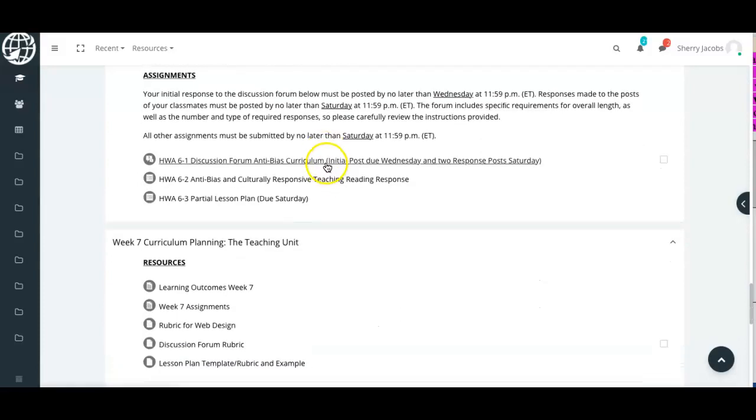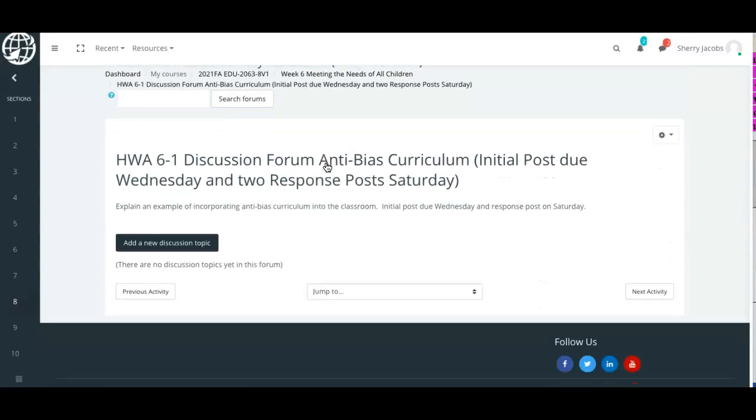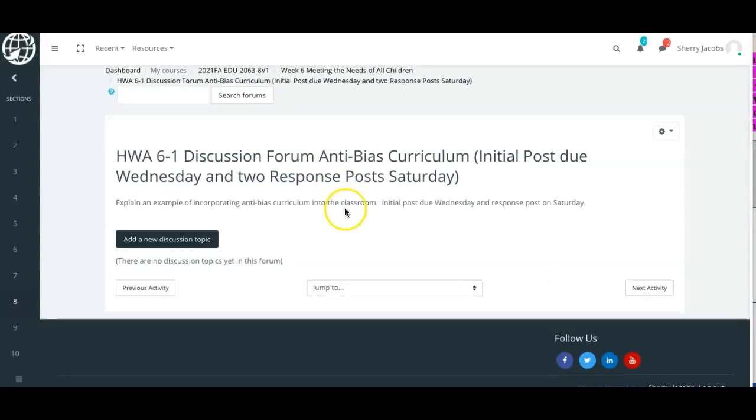Okay, so here is your forum. You're going to explain an example of incorporating anti-bias curriculum into the classroom. And remember, APA, at least 2 sources. So remember to make sure that you keep that discussion forum rubric close by.